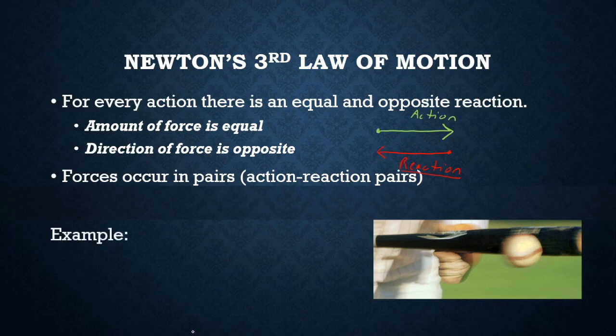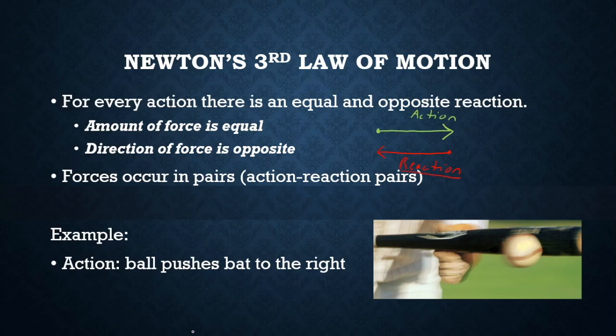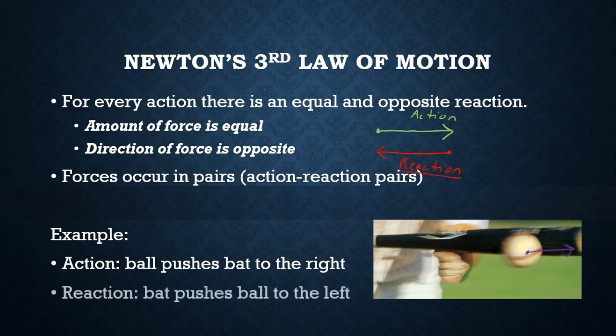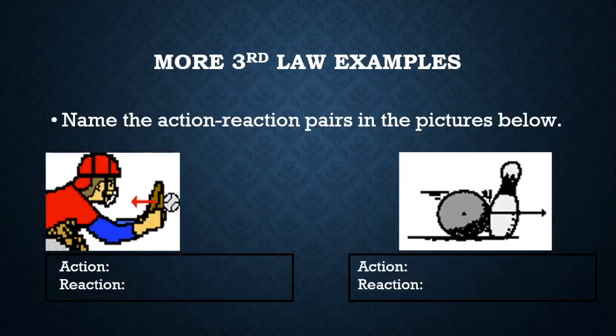Let's take a look at an example here, where to the right we have a picture of a bat. The action force is the ball pushing the bat to the right. The reaction force, though, is the bat pushing the ball to the left. Equal forces, opposite direction. One is to the right and the other is to the left. Let's take a look at a few more examples here. And we want to figure out what are the action and reaction pairs in the picture below.